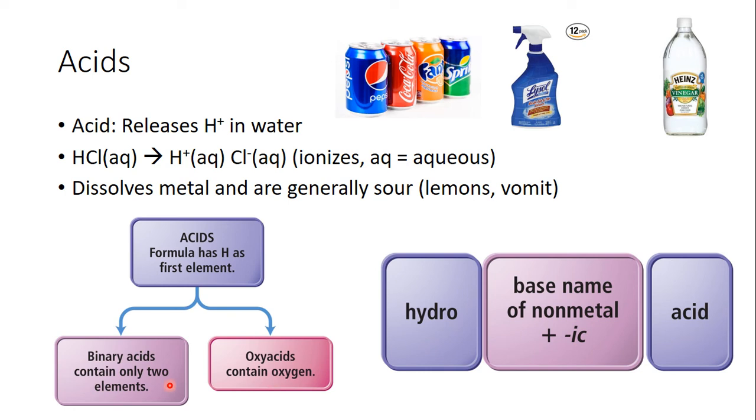The way you name binary acids is shown here. You use hydro, then the name of the nonmetal plus an ic and an acid. So here, that's why it's hydrochloric acid, because it's chlorine, but we change that nonmetal to an ic to be hydrochloric acid.